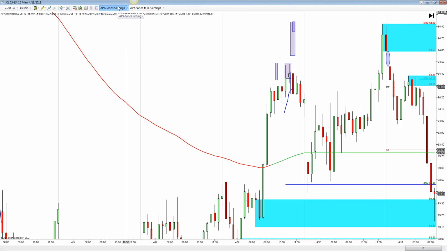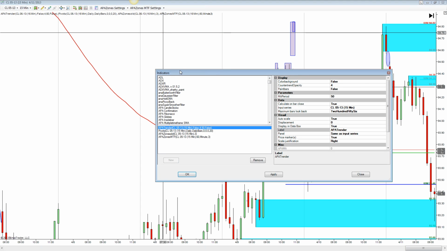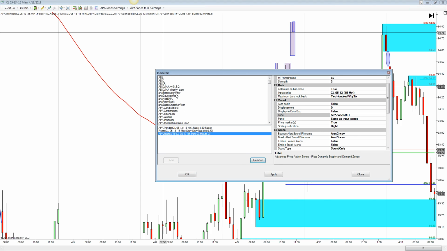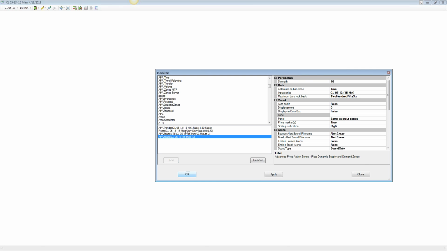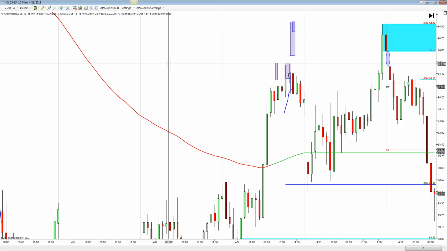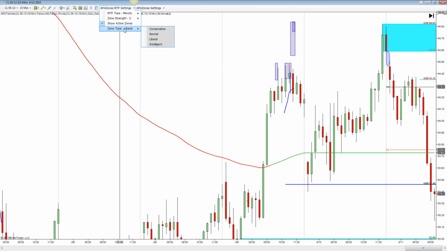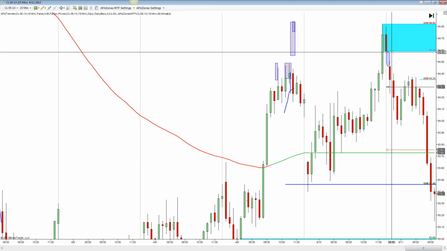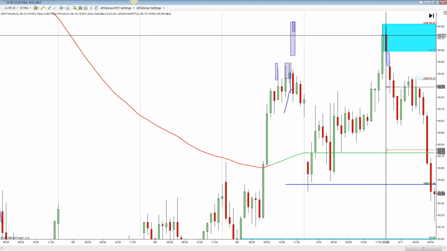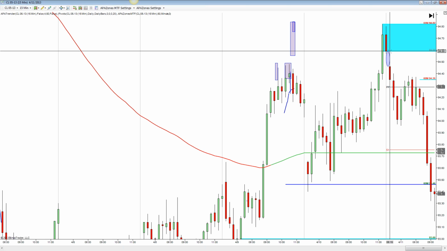Basically, these are the different zone types. Let me change that real quick, so that we're all on the same page here. Okay, so AppleZones is now set to intelligent, just so that your screen and my screen look the same. With the zone types, what we're looking at is how the zones are drawn. You'll notice in this zone up here, it was taken from the high of this candle all the way down to the close of this red candle here.